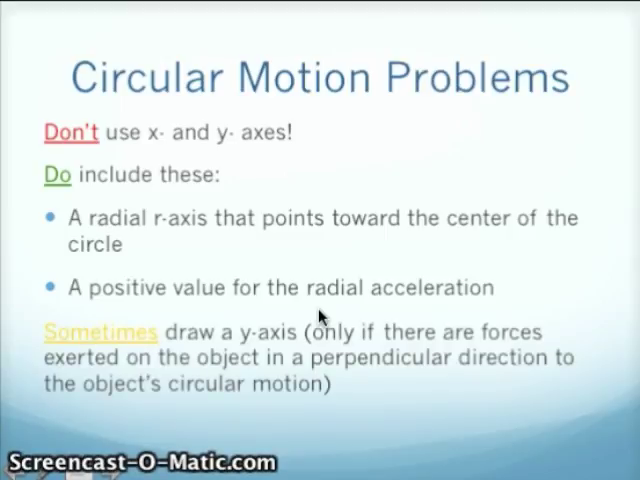Sometimes you need to draw a y-axis, but that's only if there are forces that are exerted on the object in a perpendicular direction to this object's circular motion. So that's like if somebody is skating in a circle and then the earth is pushing down on them and then the ground is pushing up on them. So those are y-axis forces, but you don't always have those, so that depends.